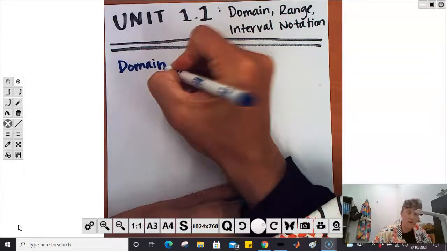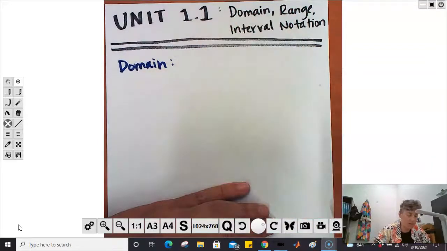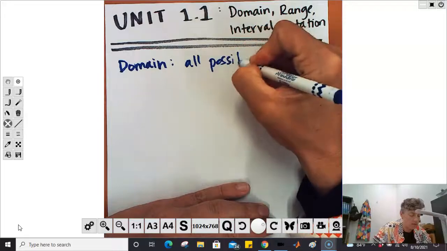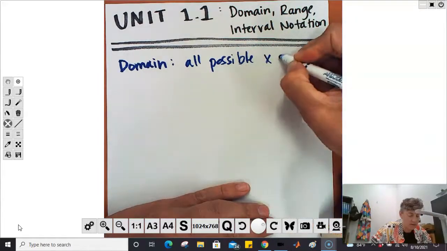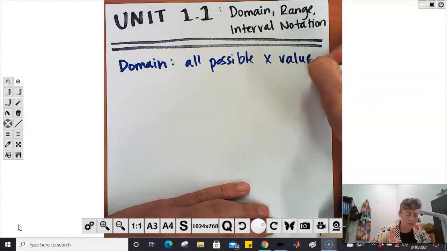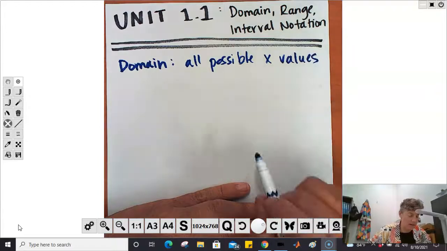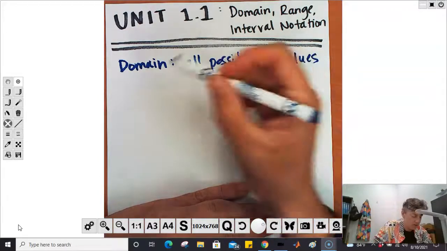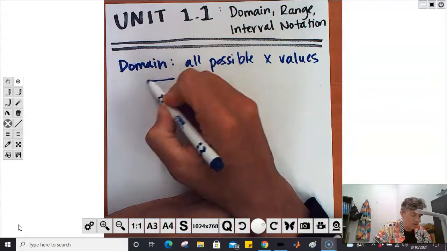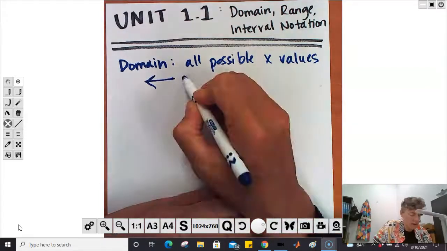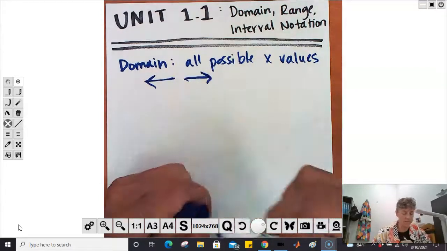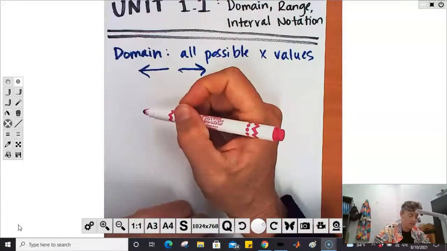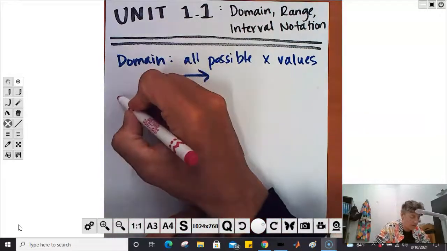The domain of a function is all the possible x values. And if we think about on a graph, the x is in the left and the right direction, so we could think about domain as going how far to the left we go and how far to the right we go.